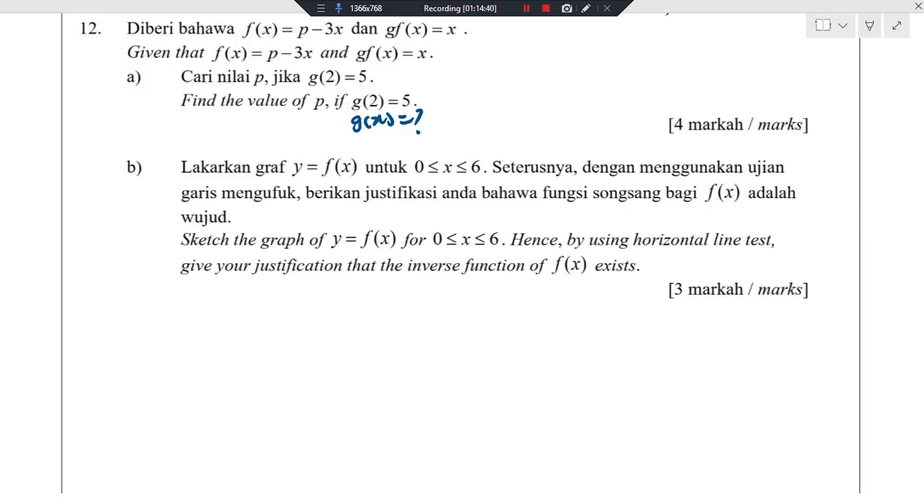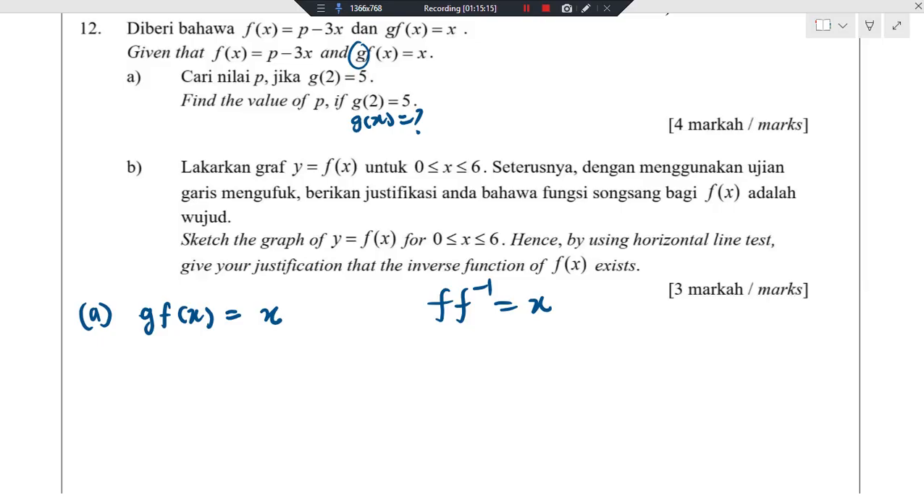You all faham tak apa maksud dia? Kalau gfx equal to x, maksudnya g adalah f inverse ataupun f adalah g inverse. Because we have f inverse f is equals to x, right? Jadi since they give you this, what we can do is, you can tell. So g is actually equal to f inverse. From here, okay, cuba cari f inverse.